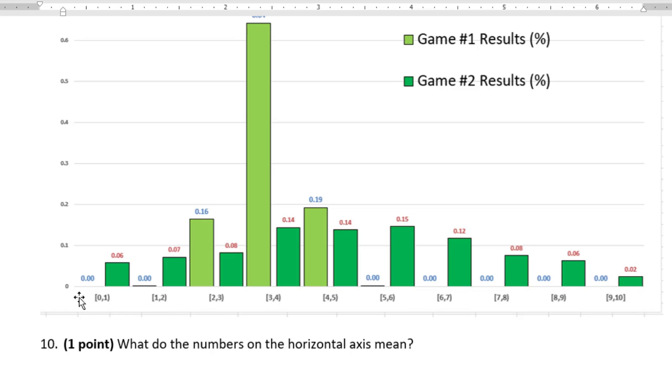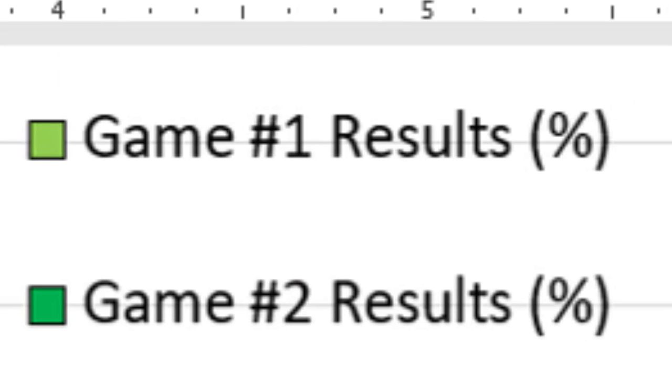All right, so if you look at the horizontal down here, the first one says square bracket 0, 1, close parentheses. Now, what I want you to focus on is just this region right here. There's a dark green bar that says 0.06, and then next to it is a bar that says 0.00. Now, there's two different colors of green on these bars. And if you look up at the top right up here, light green is game 1 results, and dark green is game 2 results. Okay, now looking back at the 0, 1 region, the dark green bar shows 0.06.